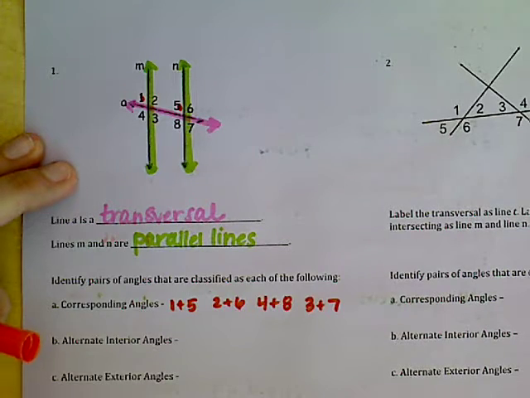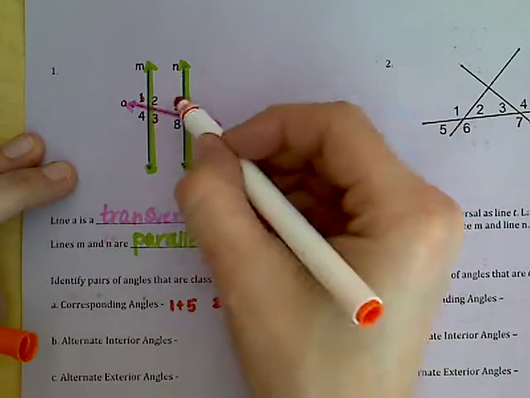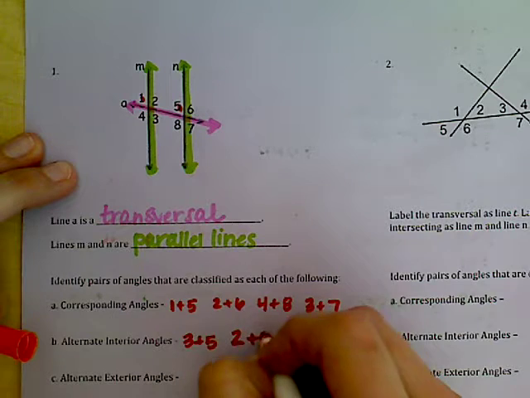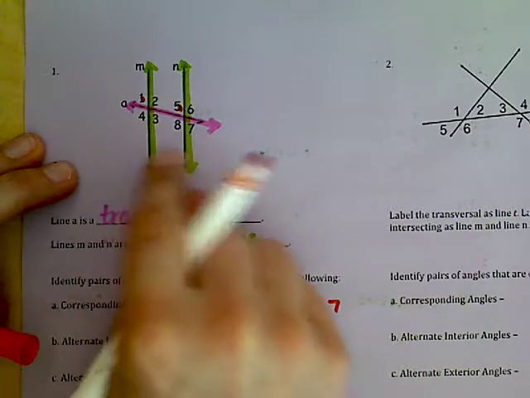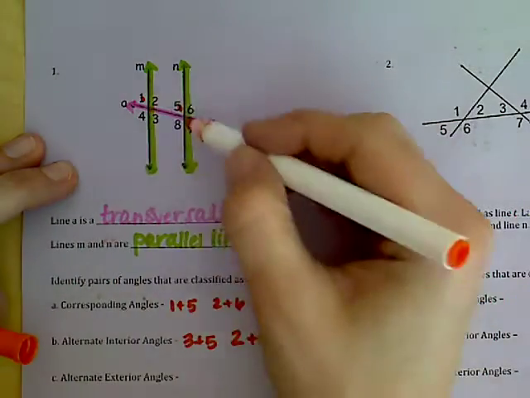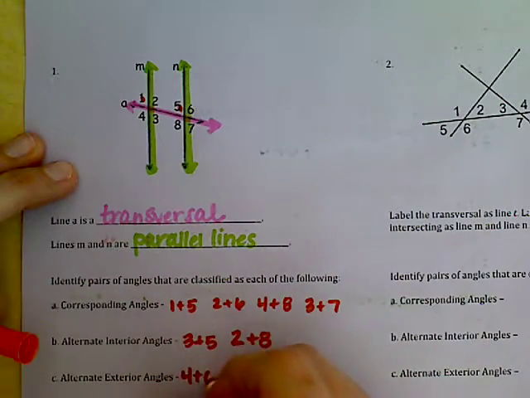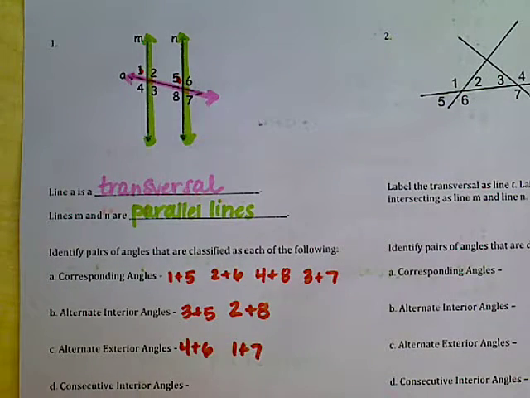Alternate interior, I want inside my green lines on opposite sides of the transversal. So inside the green on opposite sides of the transversal would be 3 and 5, 2 and 8. Alternate exterior are very similar, so I want outside of my parallel lines, outside of the green lines, on opposite sides of the transversal. So 4 and 6, and 1 and 7. So that's what we have so far.